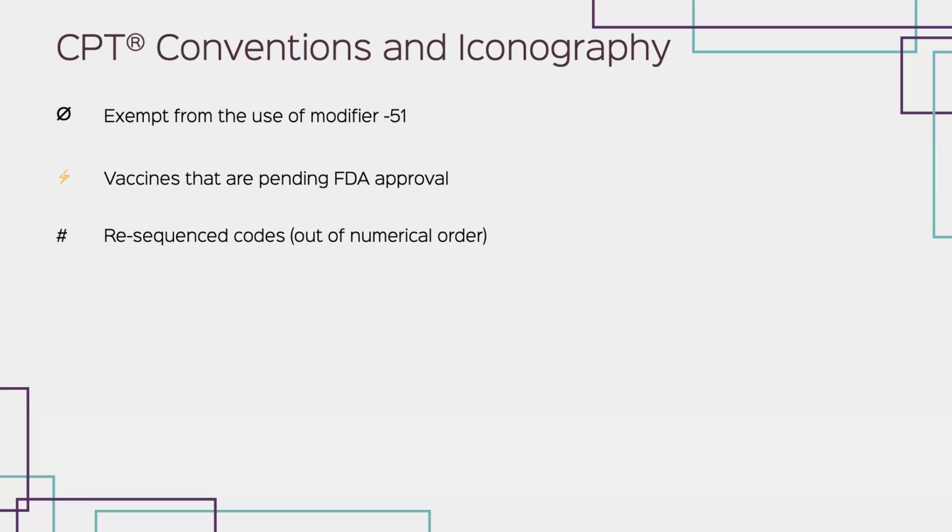If you have a circle with a line through it, then it just means it's exempt from the use of modifier 51, which is your multiple procedures. We'll go through that here in a little bit when we talk about modifiers. If you have a lightning bolt, that indicates that that vaccine is pending FDA approval. And then if you have a pound sign, that indicates that your code is out of numerical order, and it'll reference what code range you need to go look at to find that code.